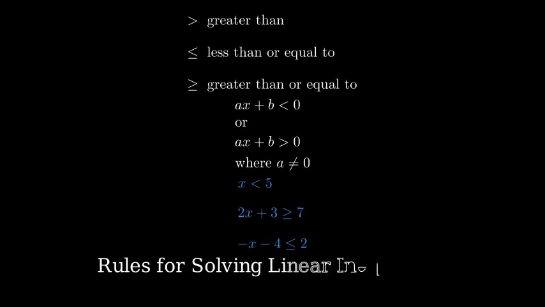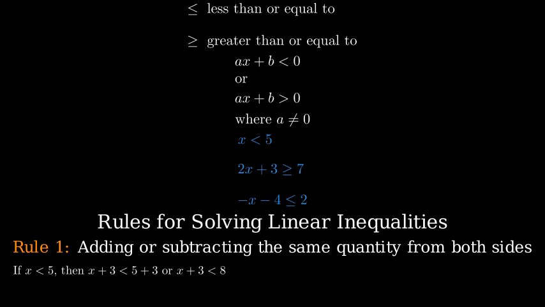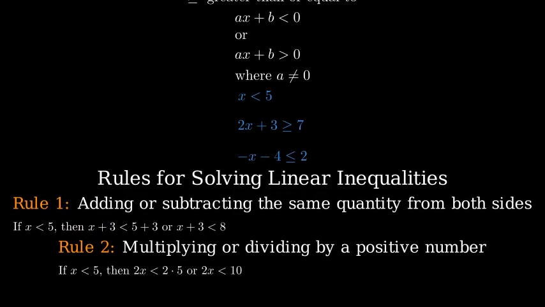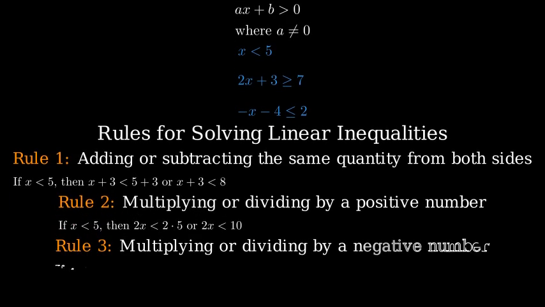Let's discuss the rules for solving linear inequalities. Rule 1. We can add or subtract the same quantity from both sides of an inequality without changing the direction of the inequality symbol. Rule 2. We can multiply or divide both sides of an inequality by a positive number without changing the direction of the inequality symbol. Rule 3. If we multiply or divide both sides of an inequality by a negative number, we must reverse the direction of the inequality symbol.